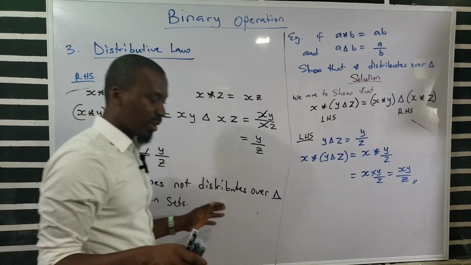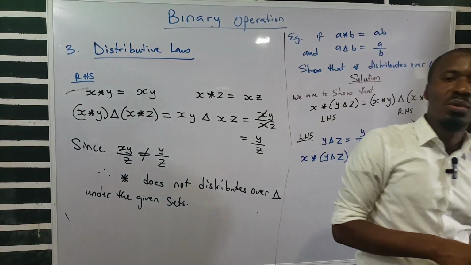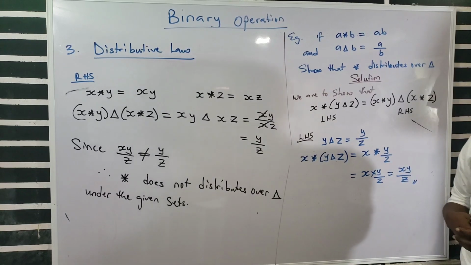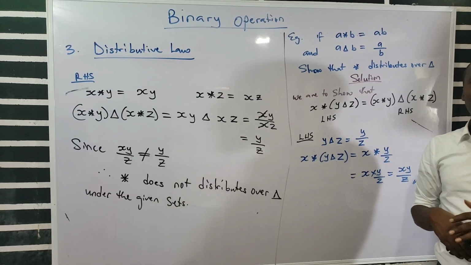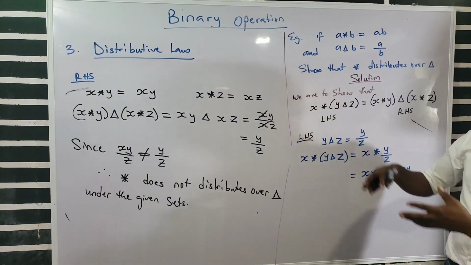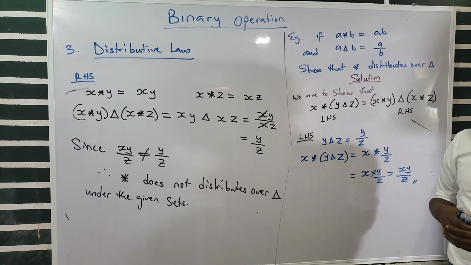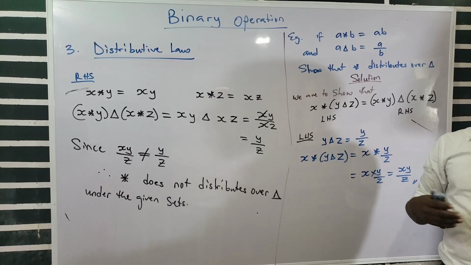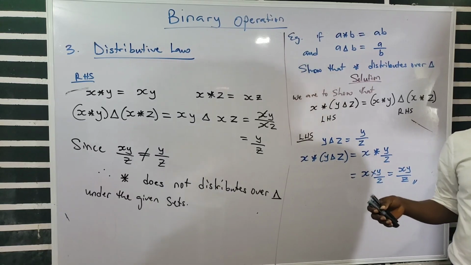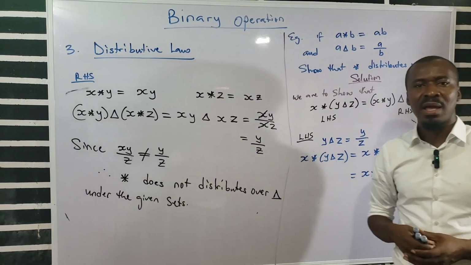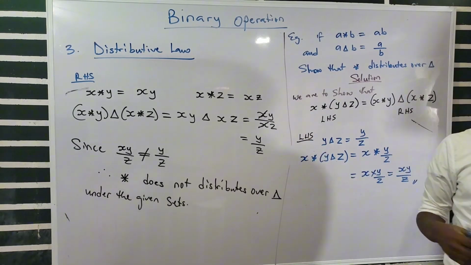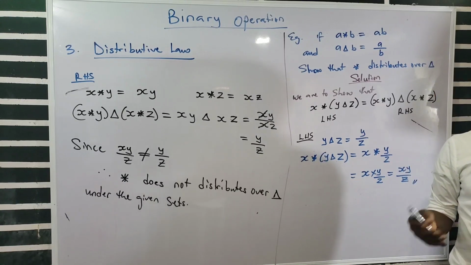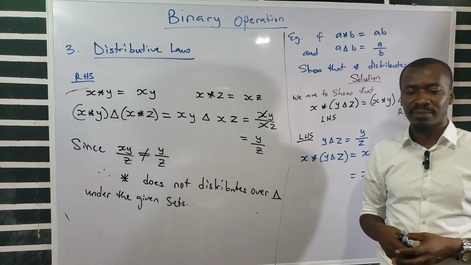So we are done with the laws. So the next thing now is to look at the identity element and the inverse element. But before that, let us solve examples on this part, or the laws of binary operations. So let's pick questions, probably exam questions, past question papers, and solve and see how we are going to apply what we've learned so far in solving those problems.